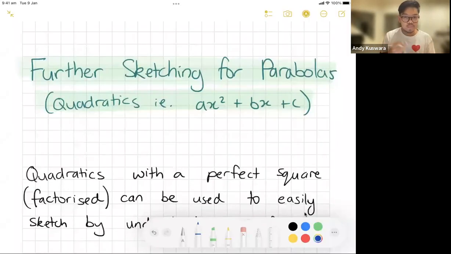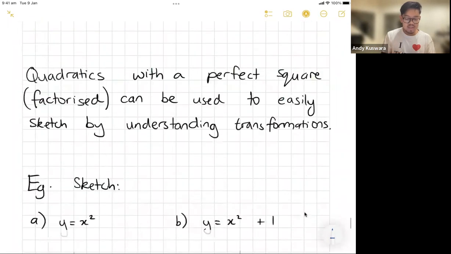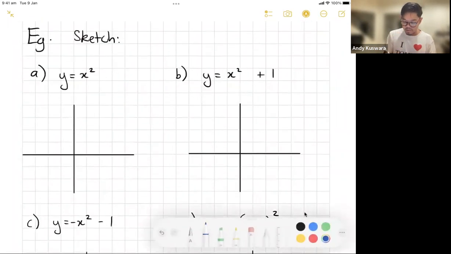All right, we are going to get into it. Today, we are going to look at further sketching for parabolas, i.e. quadratics, anything where x squared is the highest power. It's going to give some sort of parabola. What we're trying to get at is that quadratics with a perfect square or something factorized can be used to easily sketch just by understanding some simple transformations. So I'm going to go through some of these.